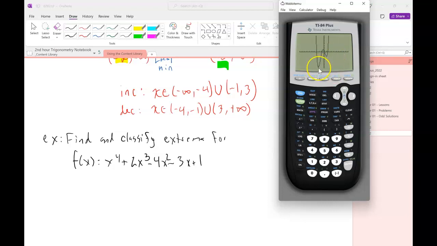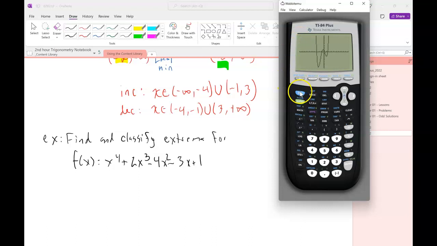Because is that the lowest overall point on the graph? Because both the ends are pointing up. There's nothing lower than that. Does that feel good? Nope, because all of this stuff is higher. Yep. All right.